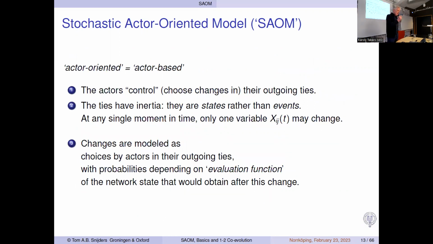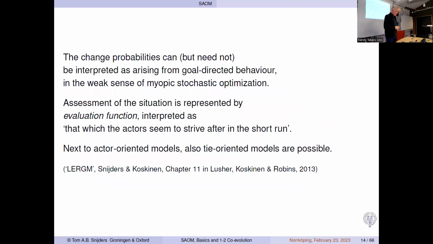So the basic idea is that actors control their outgoing ties, and the probabilities of tie changes are dependent on the so-called evaluation function, and the evaluation function can be roughly interpreted as the evaluation by the actor of the situation that obtains if this happens. So the evaluation function is a function of the state of the whole system.